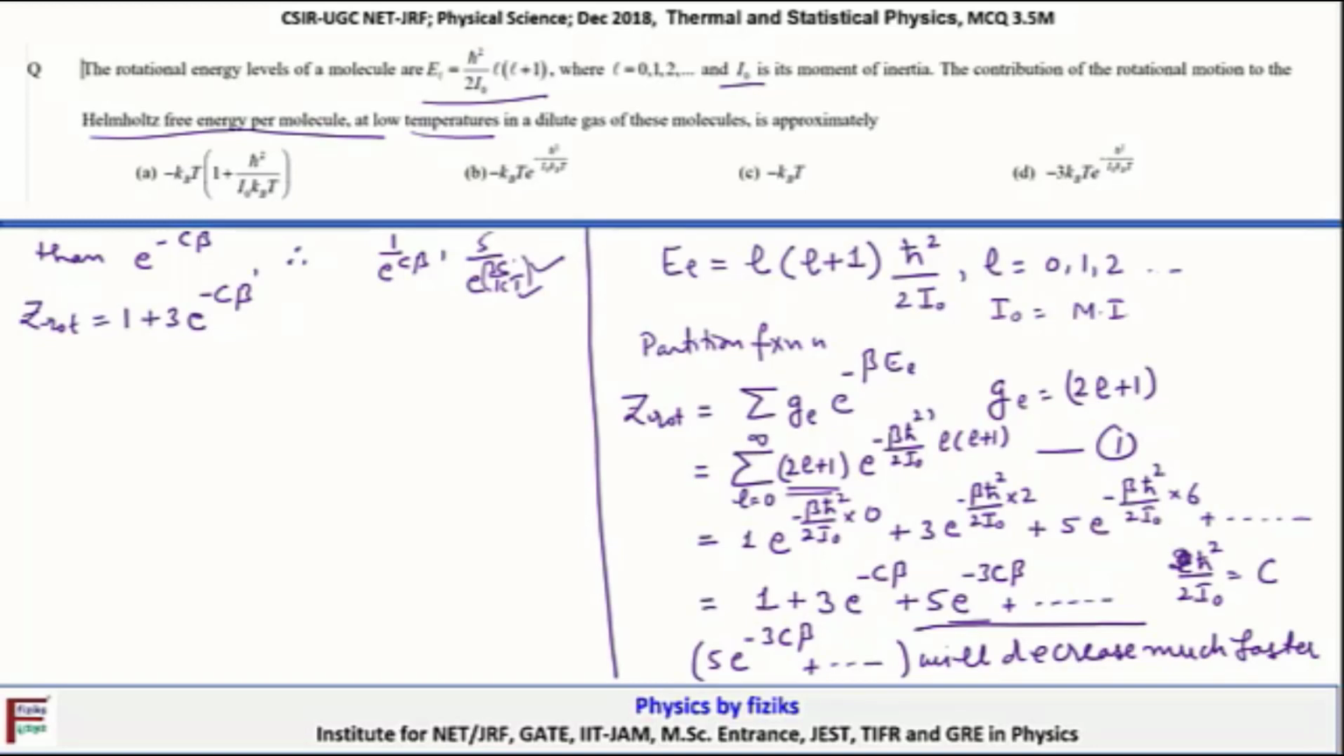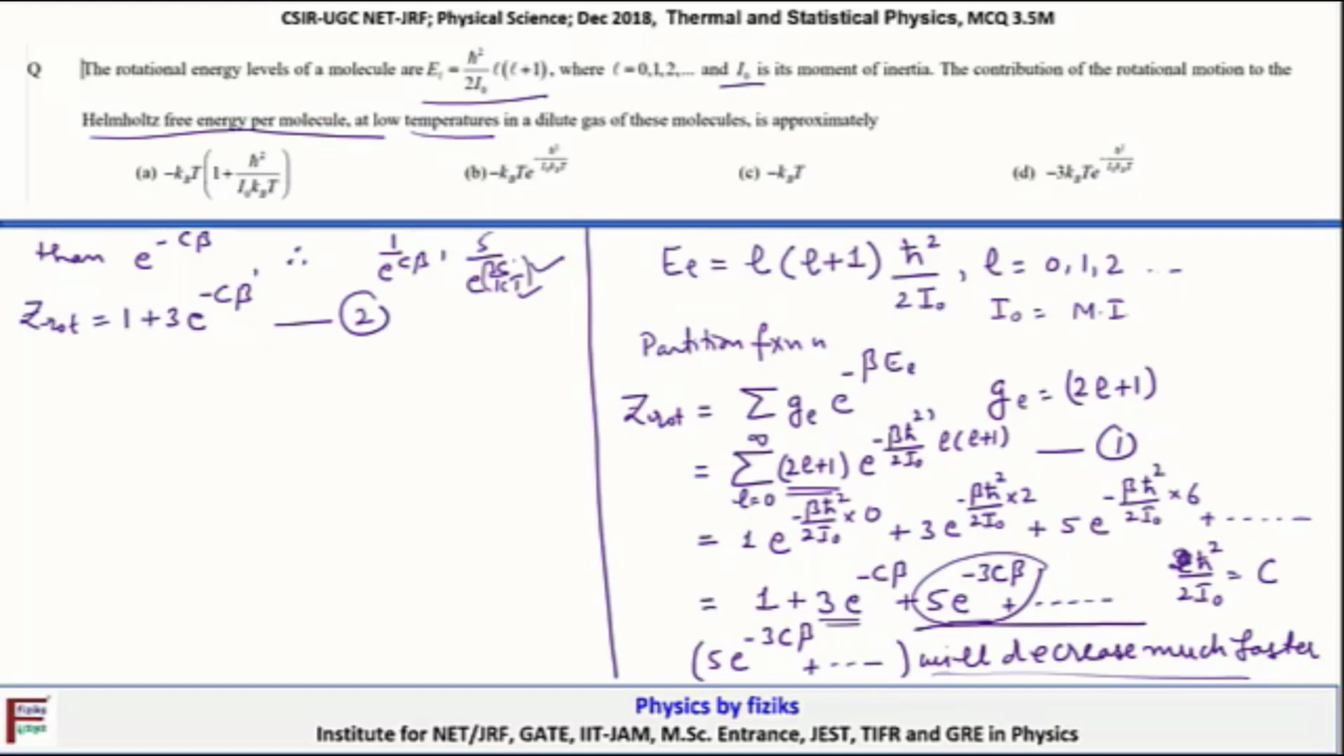So that's the point that I just mentioned here. At low temperature, this term and other higher order terms will decrease much faster compared to this term. Okay, so we are here with the expression for the partition function. Let's call this equation 2.